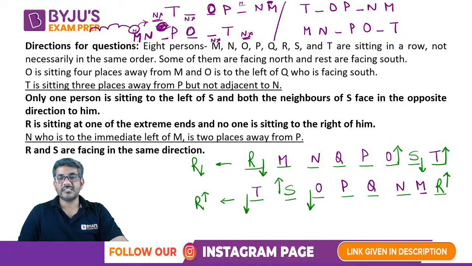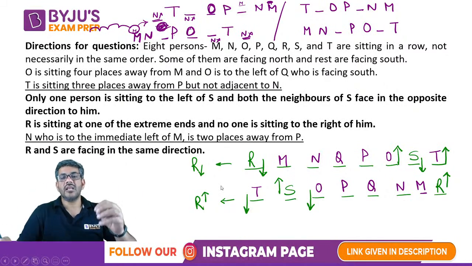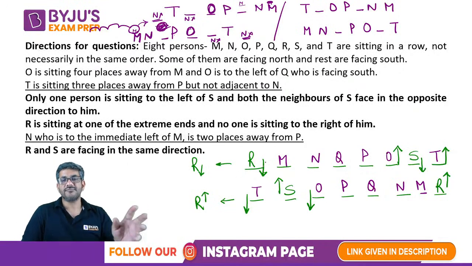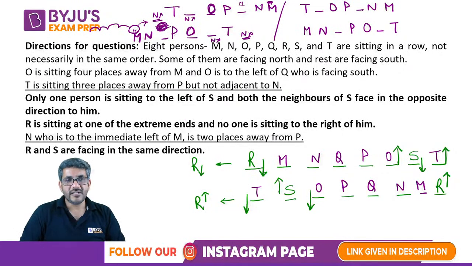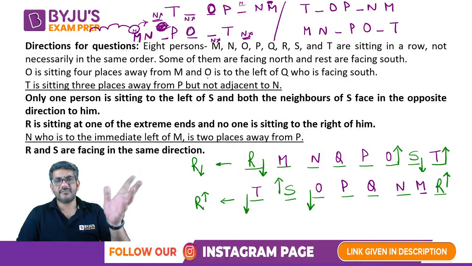Now I just have to figure out who is to the left of whom, who is to the right of whom. I have to see whether all those conditions are satisfied or not. Let's check them one by one. So O is sitting 4 places away from M. From that I can't tell left and right.